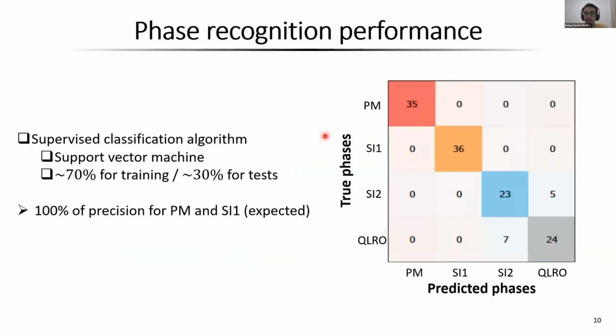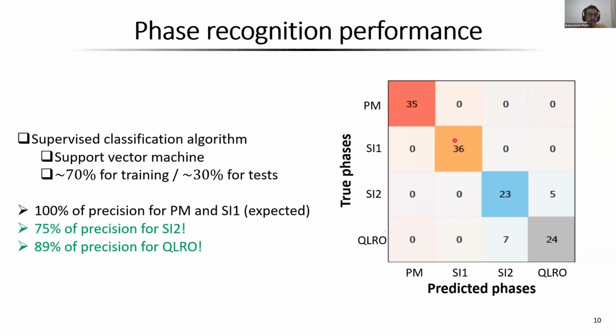So the algorithm correctly predicted the phases of all the paramagnetic and spin ice 1 curves, which was expected. I mean, I could do it. But what was impressive is that it correctly predicted 75% of the spin ice 2 curves and 89% of the quasi-long range order curves, which is astonishing due to the apparent equivalence between such curves.